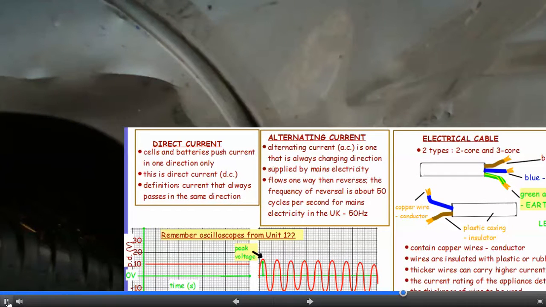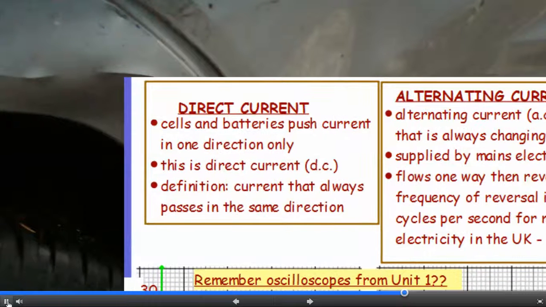Now you need to know about two types of current, direct current and alternating current. Direct current is the sort that comes out of cells and batteries because they push current in one direction only. So this is direct current, DC. The definition, which you need to learn, is current that always passes in the same direction.